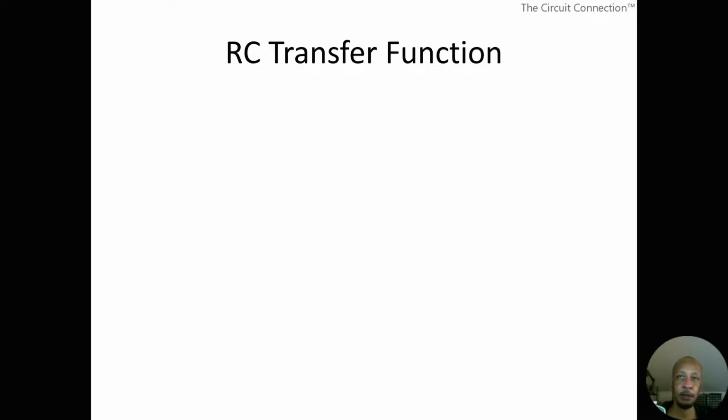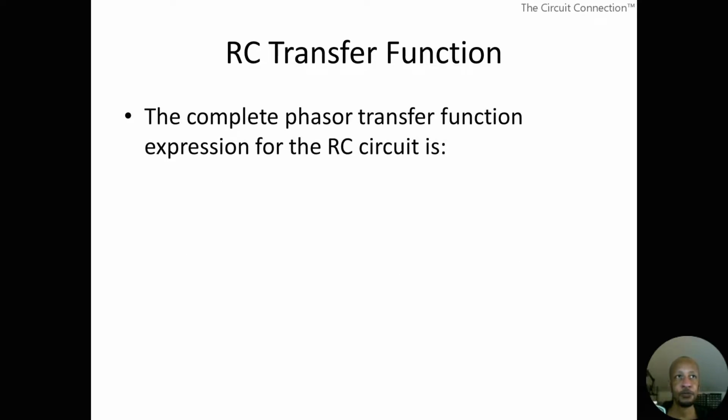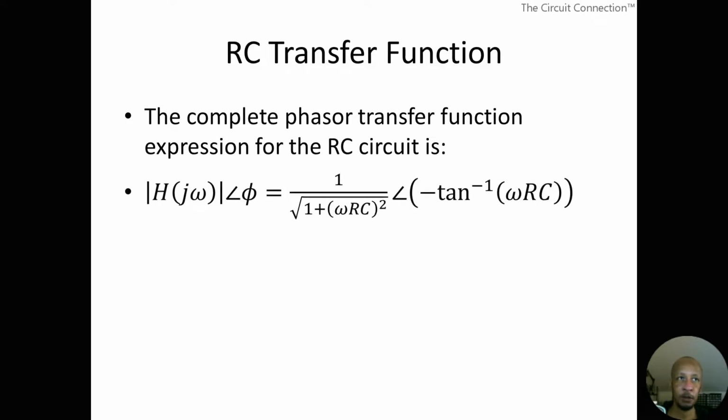Okay, so that's going to be your angle: negative arctangent of wRC, and that's basically going to be that. Okay, so the complete phasor transfer function expression for the RC circuit is this. So you just put those two major big pieces together and that's what you have. So this is your complete phasor expression.